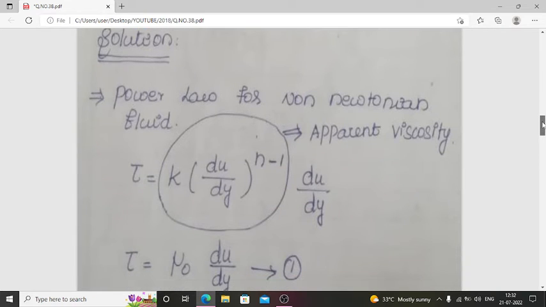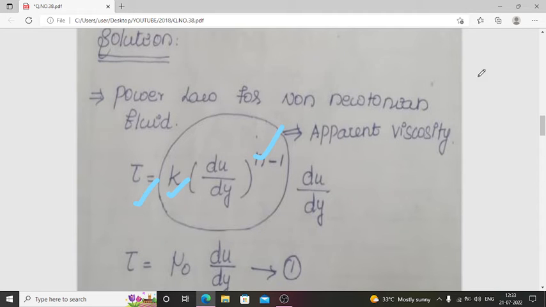Solution. Power law for a non-Newtonian fluid. This is the power law equation: tau is equal to K into (du by dy) power n minus 1 into du by dy. Here tau is the shear stress, K is the flow consistency index, du by dy is the shear rate, and n is the flow behavior index.